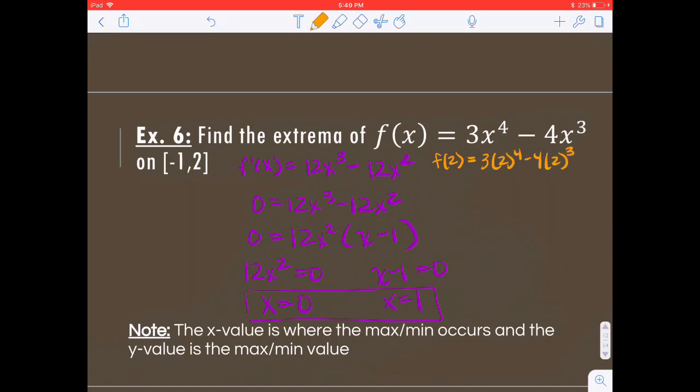And then let's do -1, which is 3 times -1 to the fourth minus 4 times -1 to the third, and that ends up being 7. And then f of 0, the easy one, is just 0. And f of, what am I missing? 1. So f of 1 is just -1, because 3 minus 4.